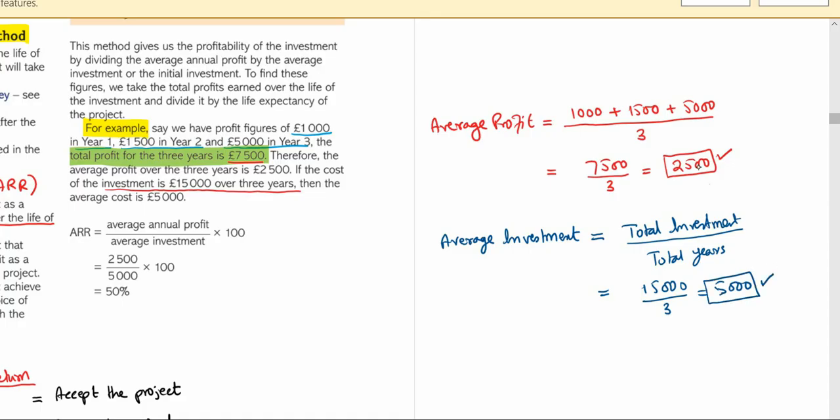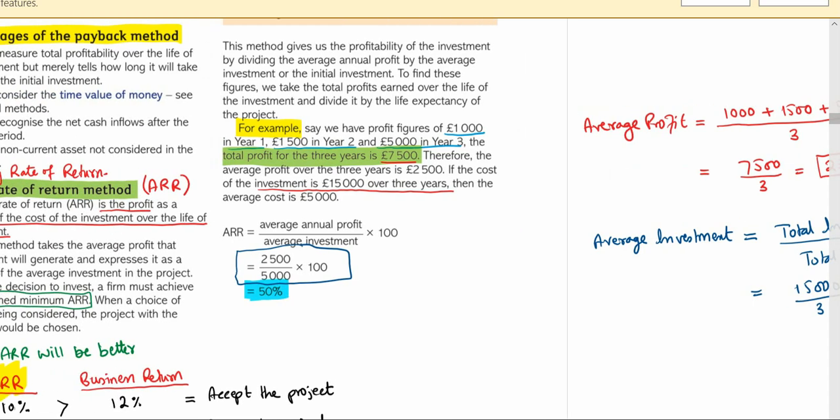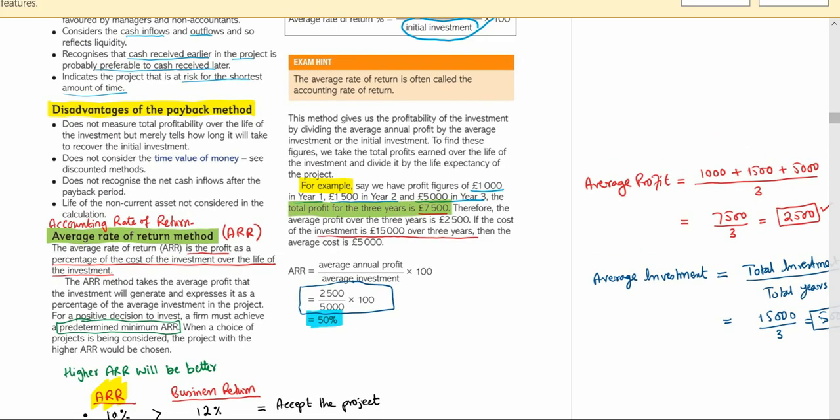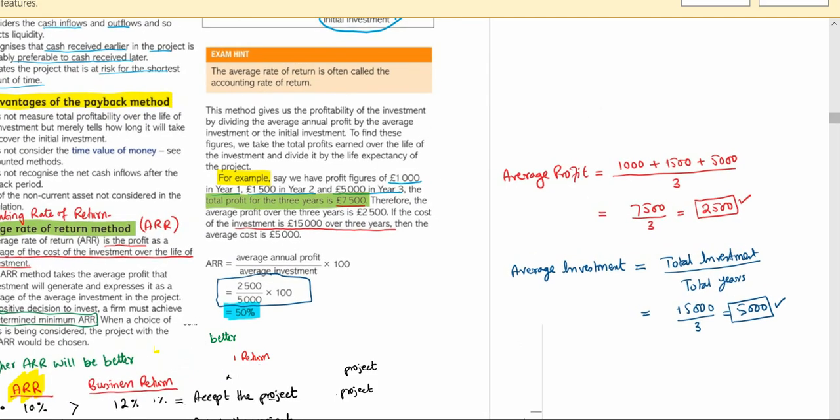So what to do? 2500 divided by 5000, simple as that. 2500 divided by 5000 times 100, so the average rate of return is 50%. Okay. So if any project will give us a return of more than 50%, then we may accept, otherwise reject. So this is the concept of the average rate of return.